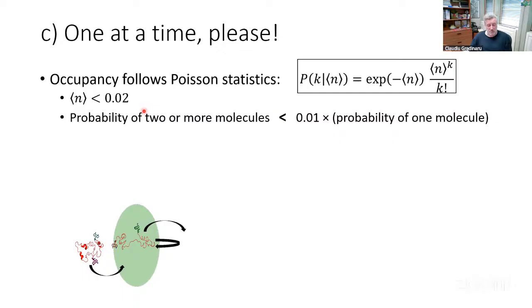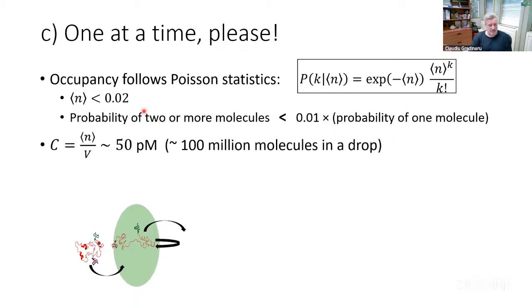And when you impose this condition on the Poisson statistics, you have that on average, you have 0.02 molecules in your detection volume. So most of the time, you have nothing. Only very briefly, occasionally, you get a molecule passing through. When you take this average number of molecules and divide it by the volume, say a femtoliter, you get concentrations of 50 picomolar, so about 100 million molecules in a drop, very dilute samples, right? So you need to ensure that you operate in this regime, otherwise you have more than one molecule at a time to study.